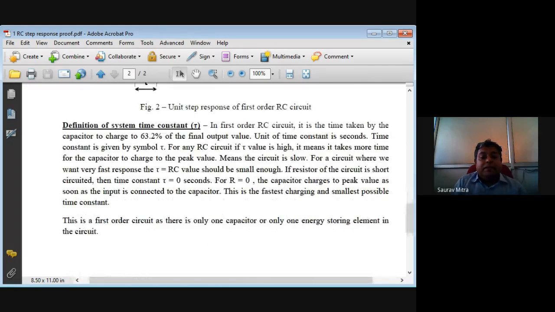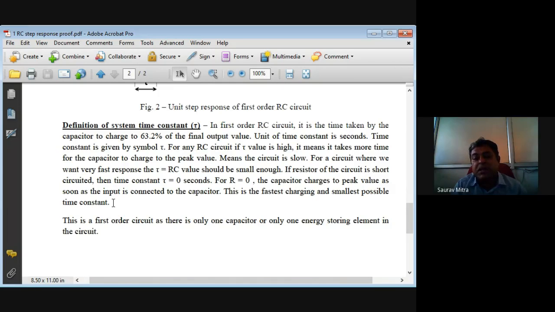Okay. So if R is equal to 0, the capacitor charges to the peak value as soon as the input is connected to the capacitor. So R equal to 0 means the circuit is very fast. As soon as we connect the input, the capacitor is charged to the peak value. So this is the fastest charging and the smallest possible time constant.